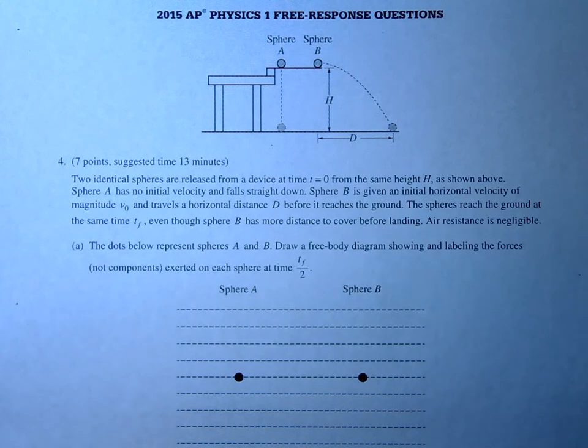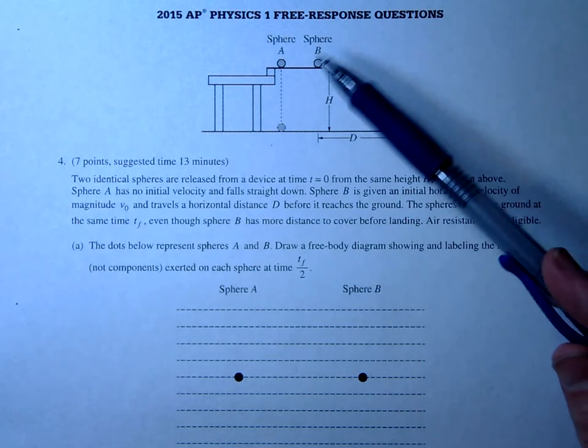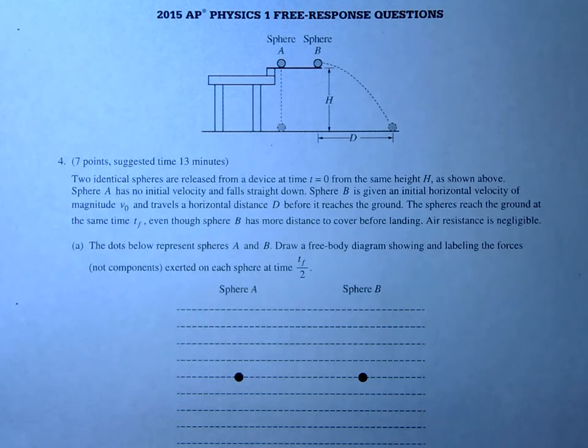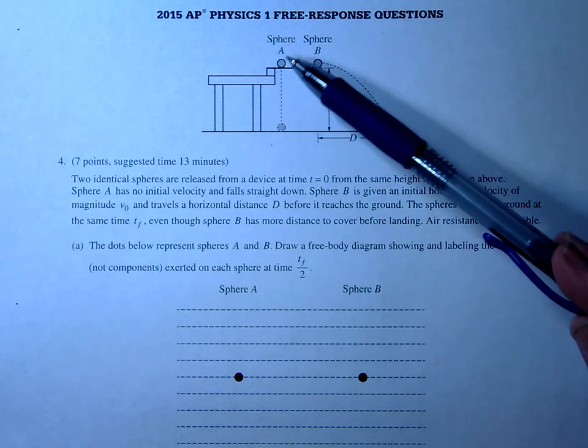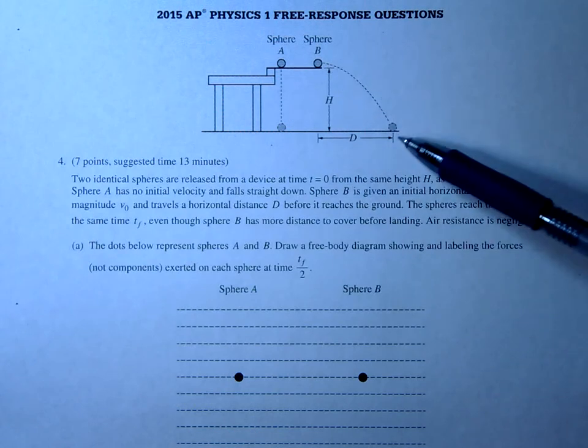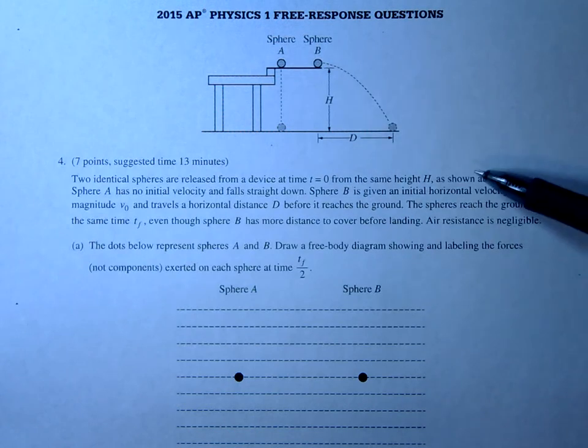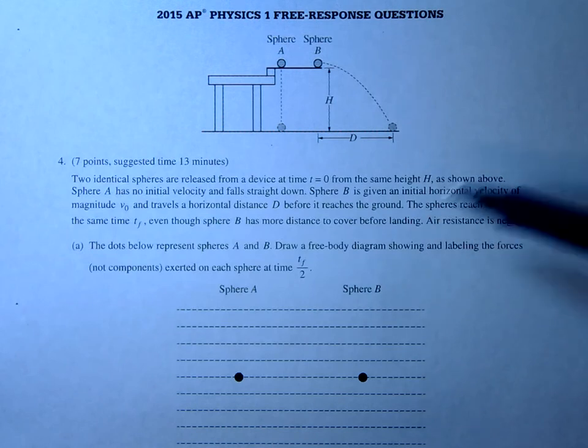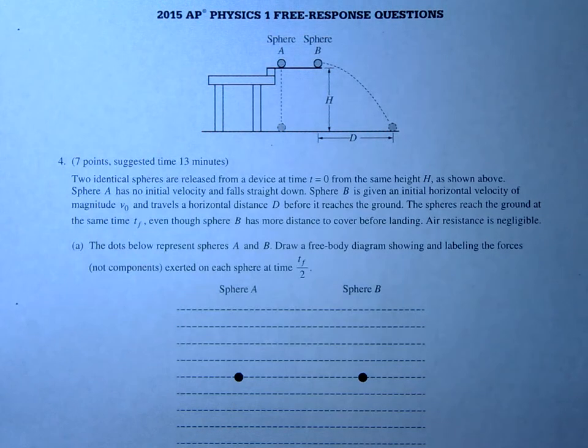Alright, this is the 2015 AP Physics 1 FRQ number 4. So what we have here is a classic physics demo that we did in class. One sphere is going to be dropped, one sphere is going to be launched, right? And I guess they're not even asking you which one's going to hit the ground first. They're both saying that they hit at the same time. They just want you to talk a little bit about it.